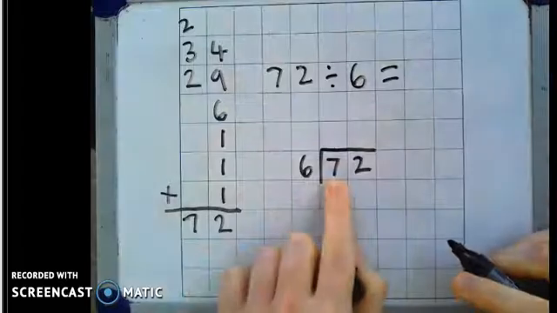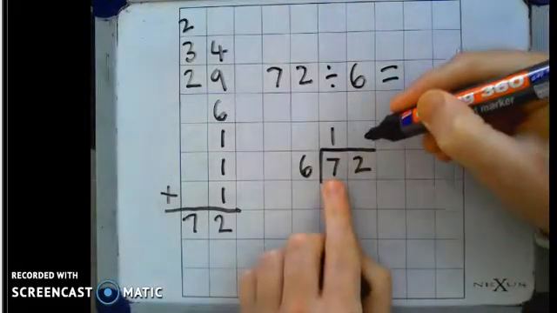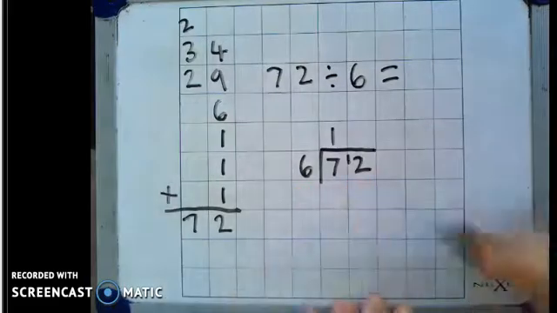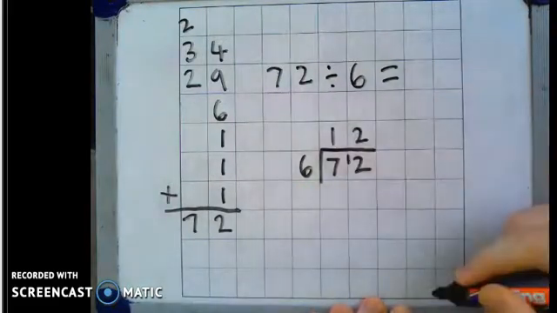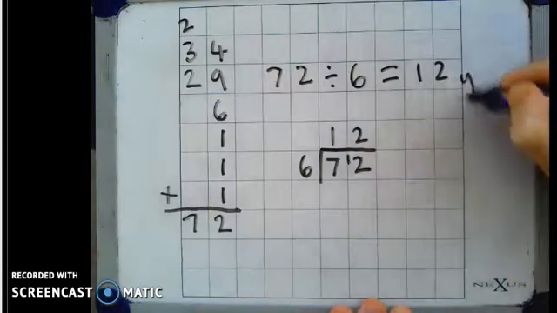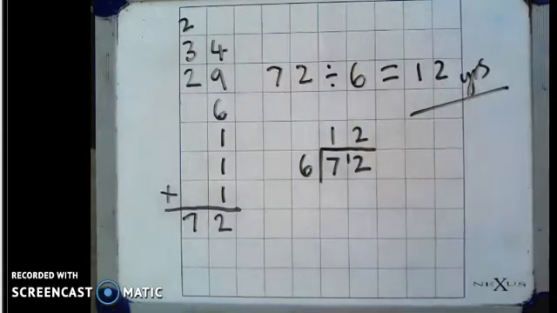6 is into 7, there's 1, but there's 1 left over. 6 is into 12 twice. So 72 divided by 6 is 12. The mean age of the Taylor family is 12 years old.